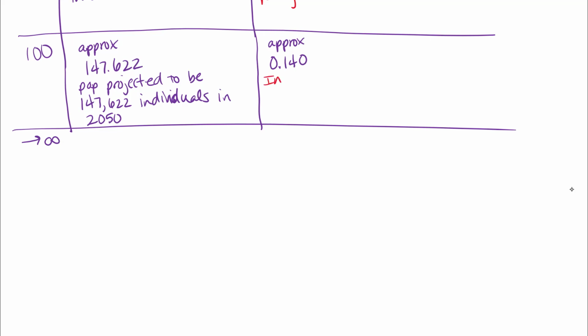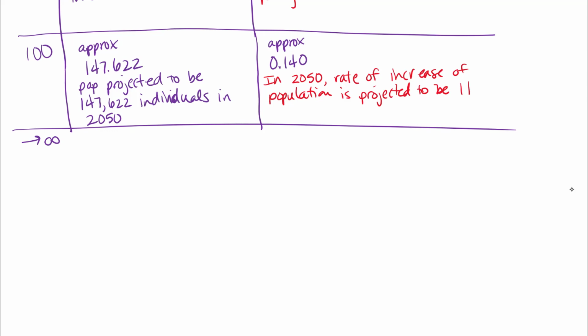So that is saying that in the year 2050, or 100 years after 1950, the rate of change, or the rate of increase of the population, is projected to be 140 individuals per year. Okay, so the rate of growth has really slowed there. Those other ones we were looking at were growing by at least 1,000 individuals per year, and now it's really slowed to 140 individuals per year.